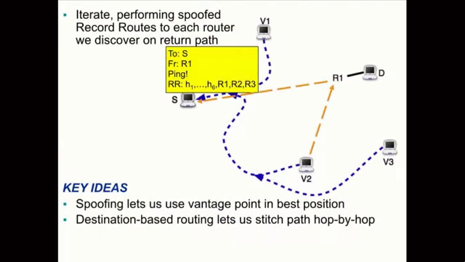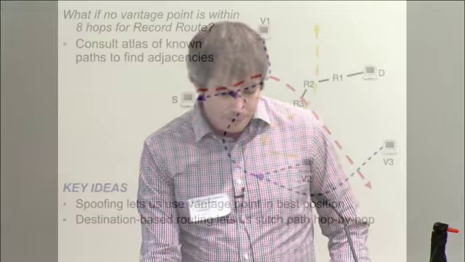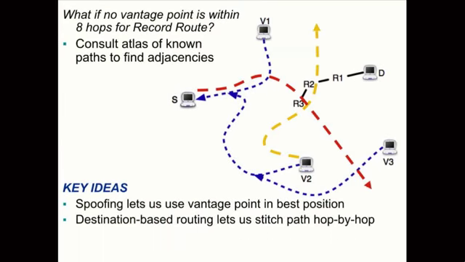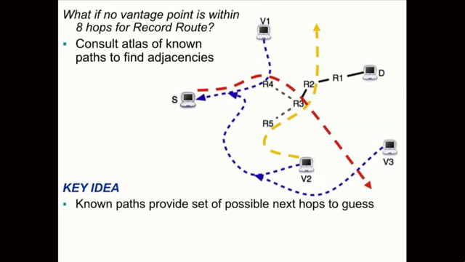We find a vantage point that's close to R1. In this case, let's say V2 is. It can send the probe spoofing as S. It gets back, and we've learned R2 and R3 are on the reverse path. But what do we do in cases where none of our vantage points are close enough to R3? Well, we still might have some idea of what the set of possible next hops are. And what we'll do is consult an internet atlas and figure out where we think options are for where it might go. So we might have observed paths like this in the past when we were just issuing traceroutes. And so R4 and R5 are candidates for where this path might go.